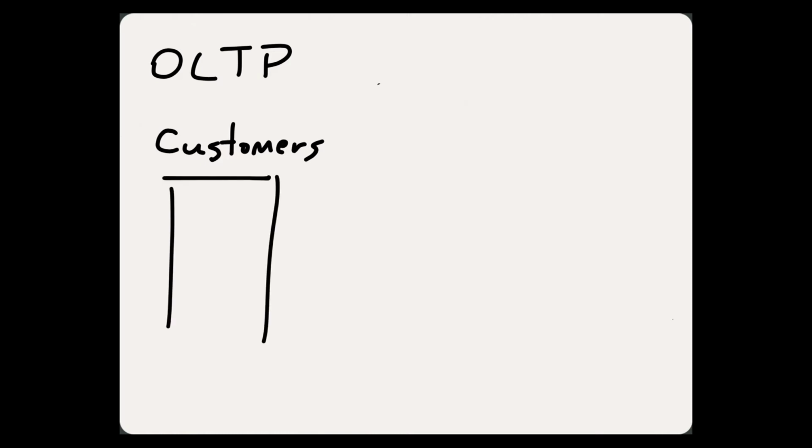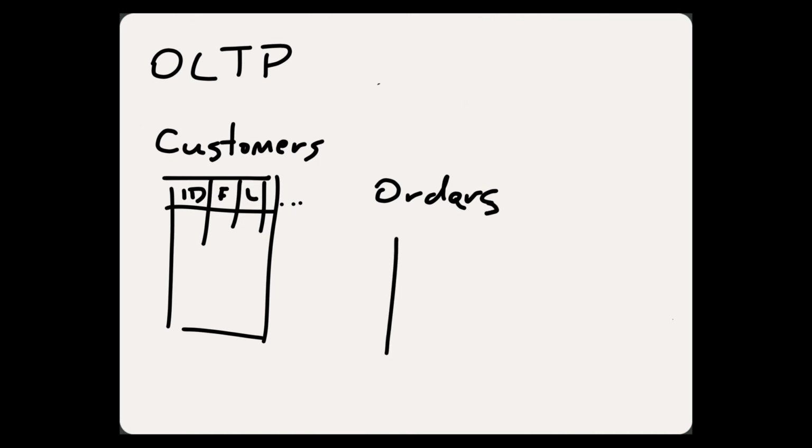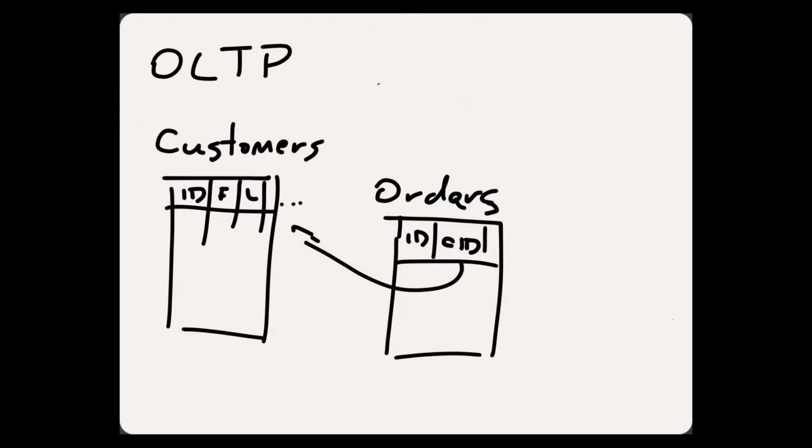And in the customers table, there's the ID, the first name, the last name, and so on, okay? And then we have an orders table, right? And in the orders table, there's an ID, and then there's a customer ID. And this here is a value that points back to this table. It's what's called a foreign key.